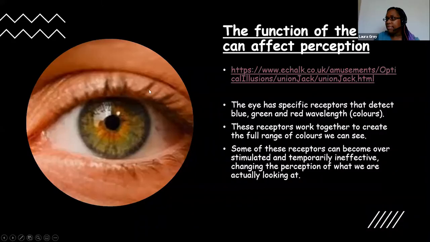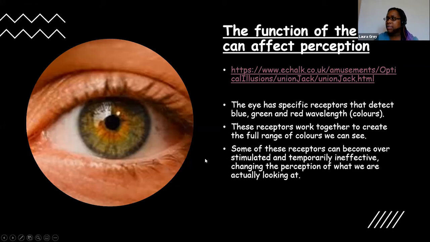Okay, let's have a look at this first bit here. So don't forget, we're talking about perception, and how that perception is essentially what you think of in a situation, what you understand of a situation. And we're looking at the link between what you can see, what you can taste, what you can smell, and how that all feeds into your brain and how that makes up what you understand of a particular situation that you're in. So this first one here is about the function of the eye and how that can affect perception.